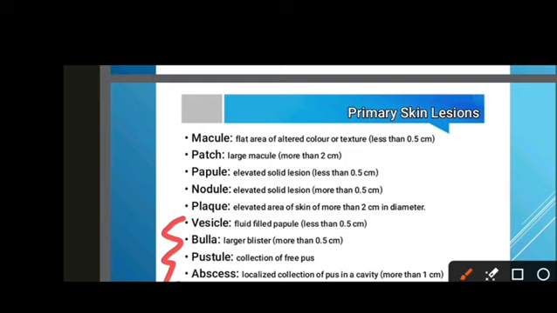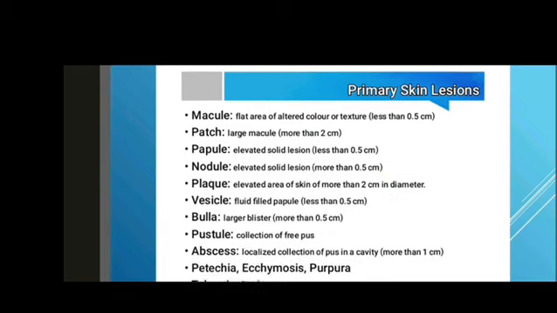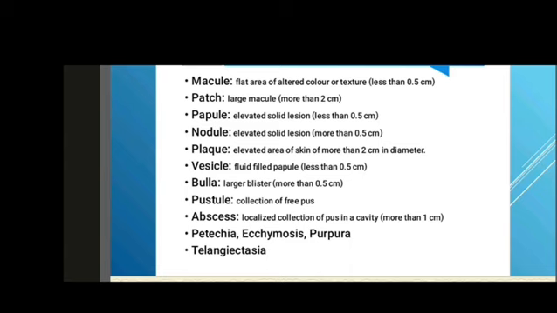A pustule is a small elevation of skin containing cloudy or purulent material, or pus. Cloudy or purulent material inside a cavity is said to be a pustule. An abscess is a localized collection of pus in a cavity which is more than 1 centimeter in diameter. If there is an accumulation of pus in a cavity more than 1 centimeter, it is said to be an abscess.